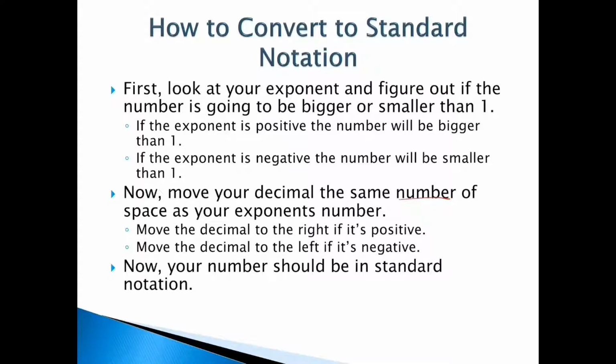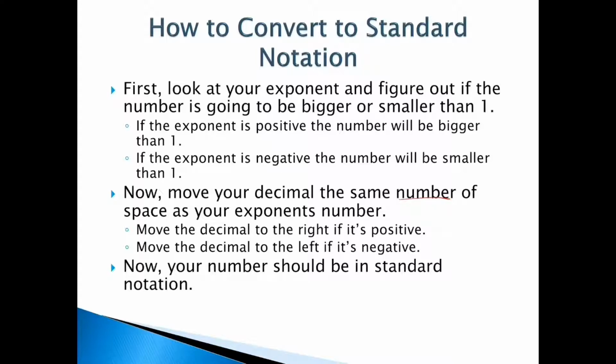Well, our first step is going to be to figure out if our number is going to be bigger or smaller than 1. And we do this by looking at our exponent. So if our exponent is positive, that means our number is going to be bigger than 1. If our exponent is negative, that means our number is going to be smaller than 1.